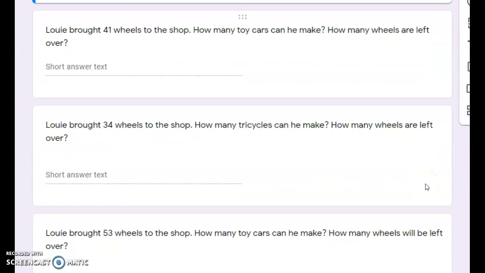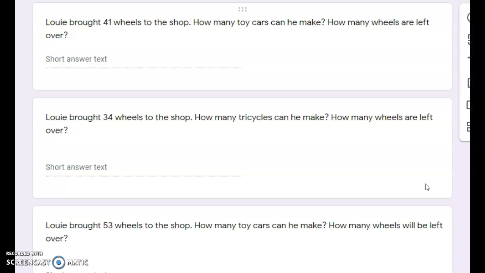Number 1. Louis brought 41 wheels to the shop. How many toy cars can he make? How many wheels are left over?